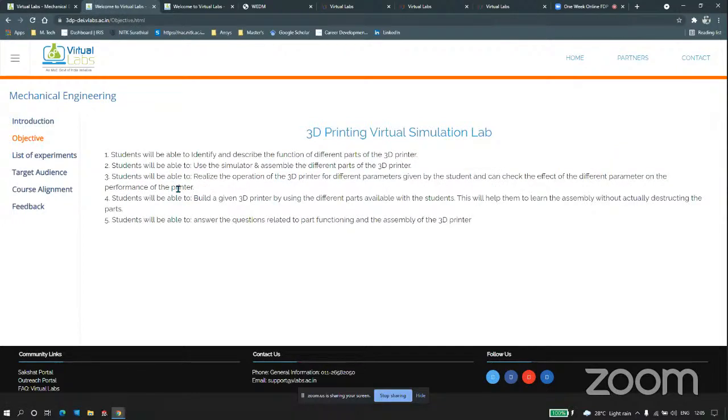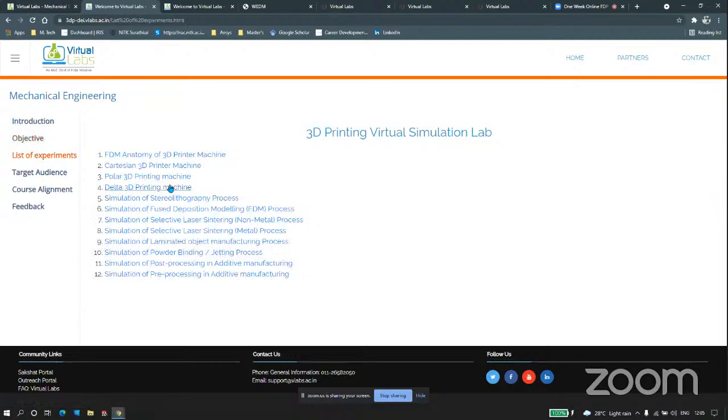So the students will be able to identify and describe the functions of different parts of the 3D printer, that is anatomy. Students will be able to use the simulator and assemble the different parts of the 3D printer, that is simulation. So similarly, you'll have multiple objectives under the 3D printing virtual simulation lab. So I'll move on to the list of experiments.